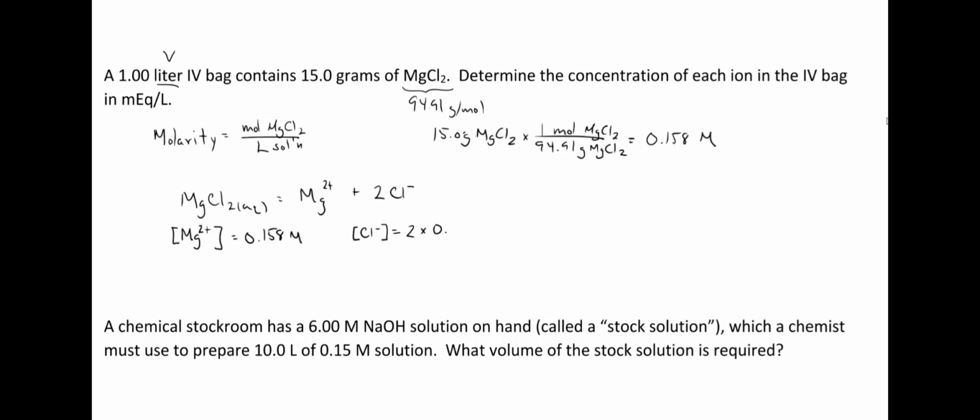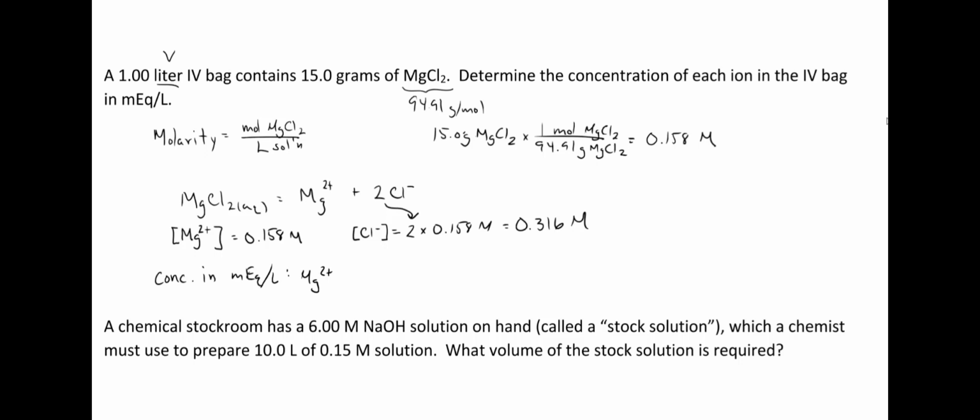For chloride, though, it's going to be 2 times the molarity, and that's because there are 2 chloride ions for every 1 magnesium chloride. So putting that into the calculator gives me a value of 0.316 molar, which is twice as much as the magnesium. Now let's go ahead and find the concentration of both magnesium ions and chloride ions in milliequivalents per liter. Let's start with the magnesium.